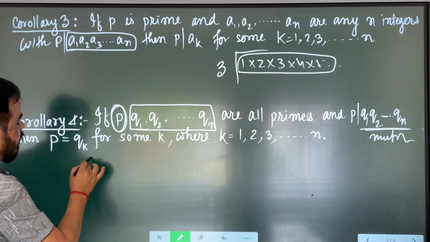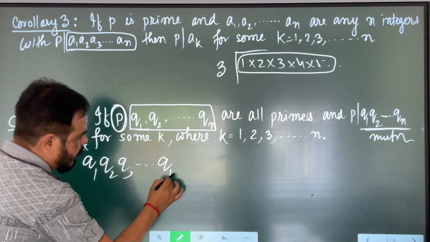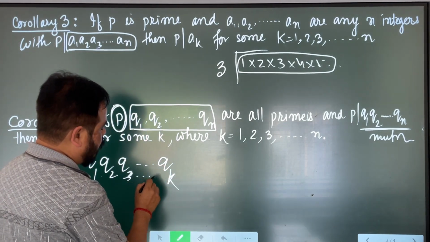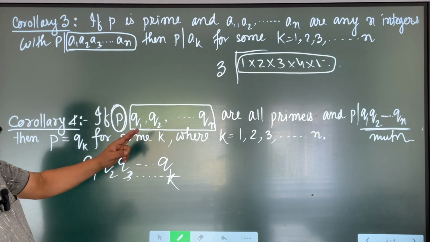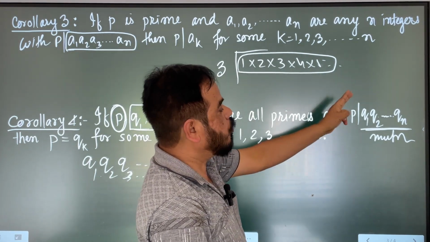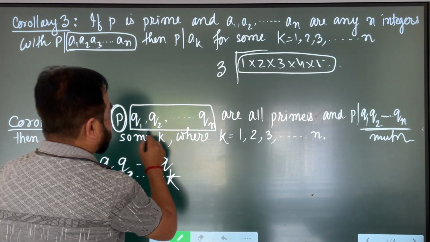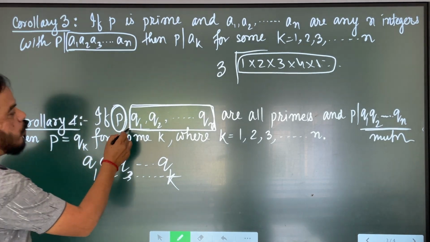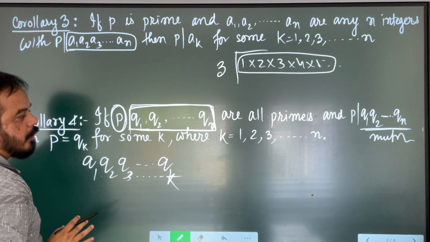So Qk, what is k? 1, 2, 3, 4, 5, 6, like this till n. So P divides Q1 into Q2 into Q3 into Q4 into Q5, like this till Qn. Multiplication, this one. P divides the multiplication of the rest of the numbers. Then P equals Qk. Qk means this one. What is Qk? Q1, Q2, Q3, all are Qk.